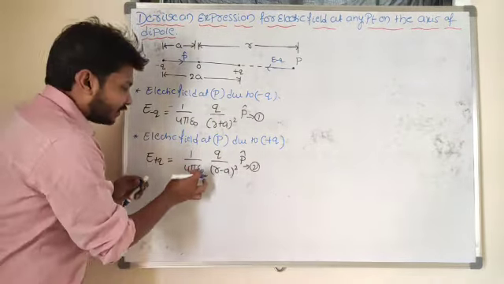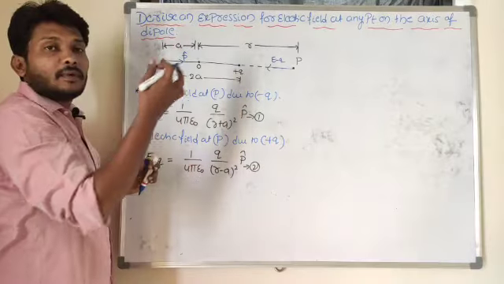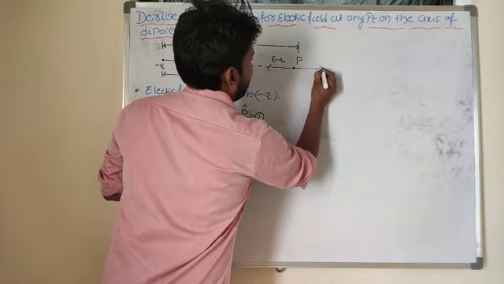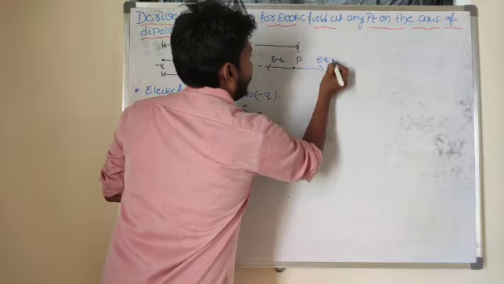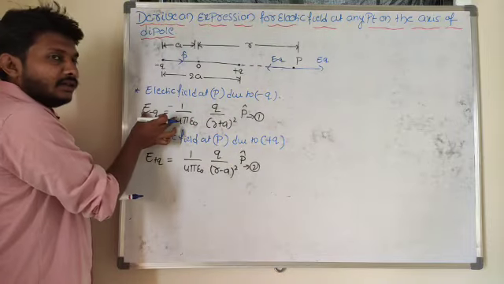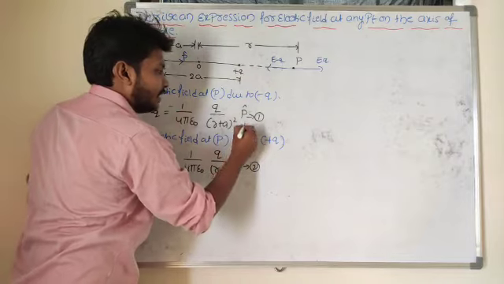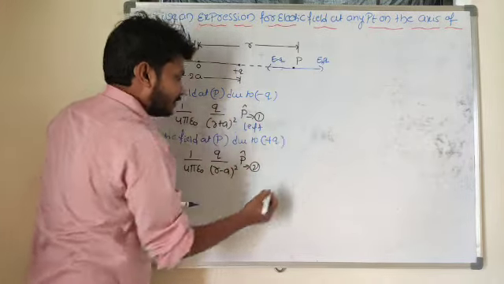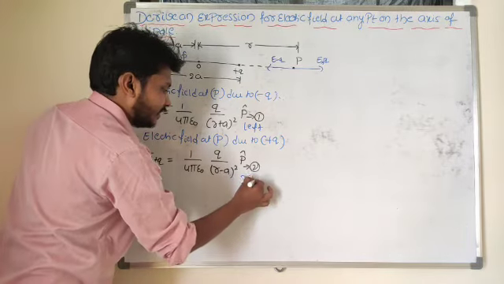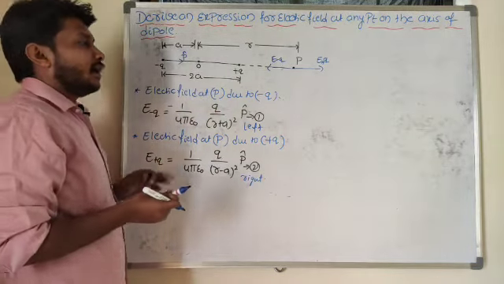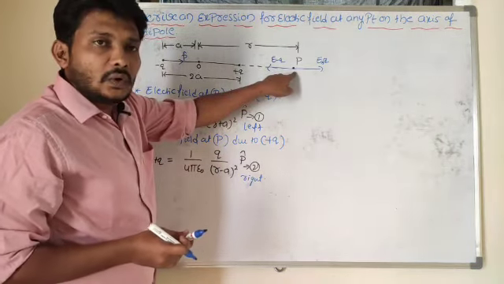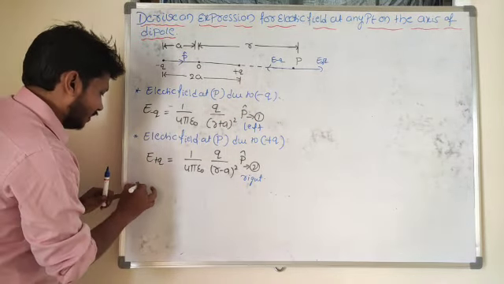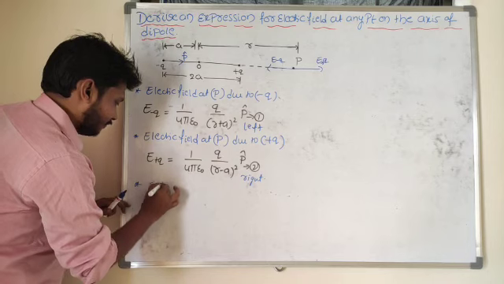Then what is the direction of this electric field? For the positive charge, electric field lines are in the outward direction, so this electric field is outward. Look here, this electric field is towards the left direction, and this electric field is towards the right direction. Then what is the total electric field at point P here? I want to calculate that total electric field here.